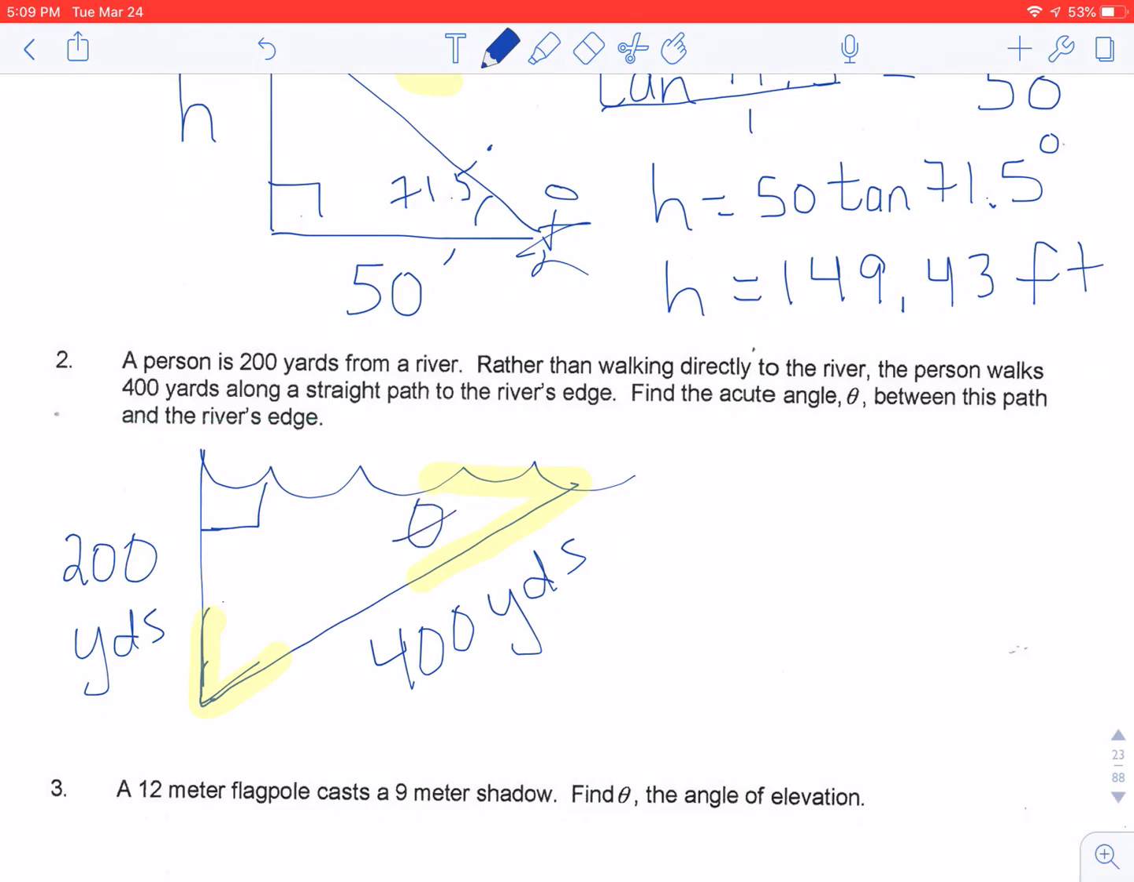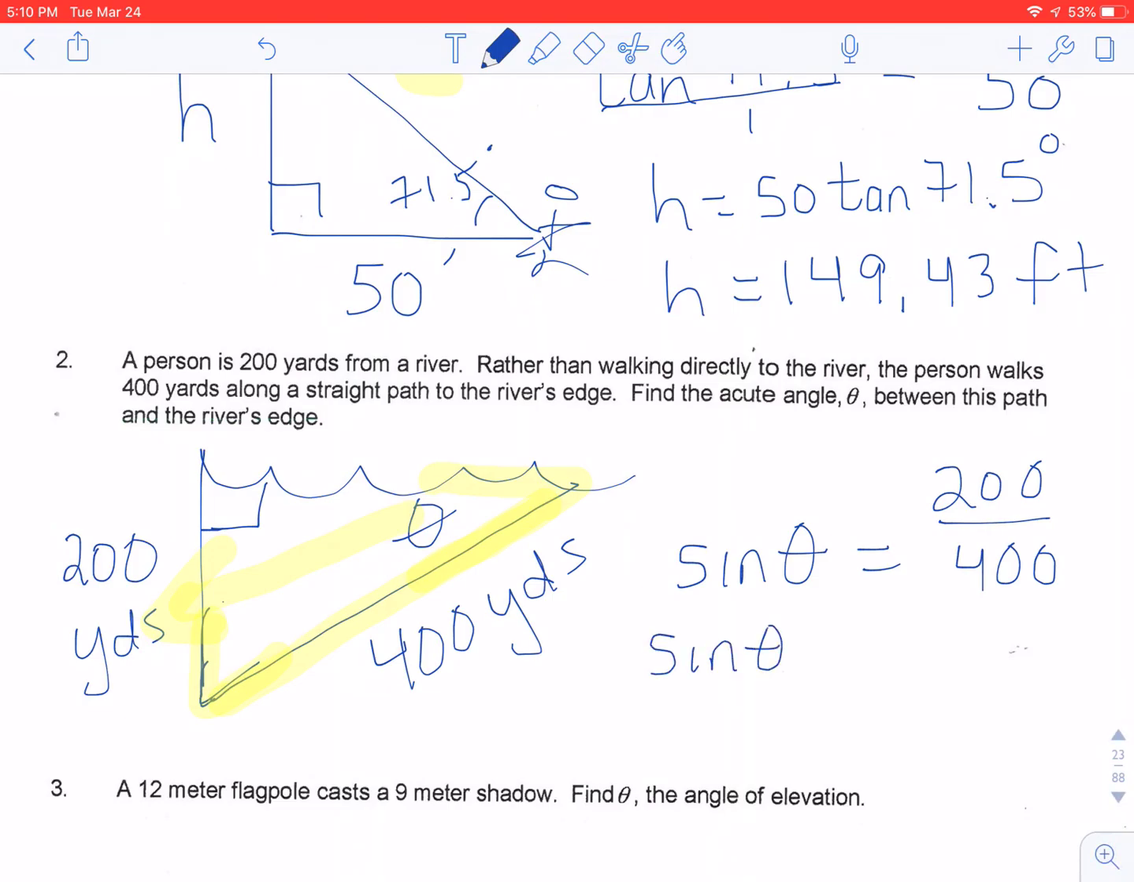So again, once we have the triangle set up, we want to figure out what is going to best help us solve for angle theta in this case. Would we use the sine, the cosine, or the tangent? Well, I'm looking at that angle, and if I go directly opposite, that's the opposite side, and this is the hypotenuse, so the pieces that are given, the sine function would be the one that would make the most sense. So we're going to do sine of theta equals the opposite side, which is 200, over the hypotenuse, which is 400. And that reduces to 1/2.